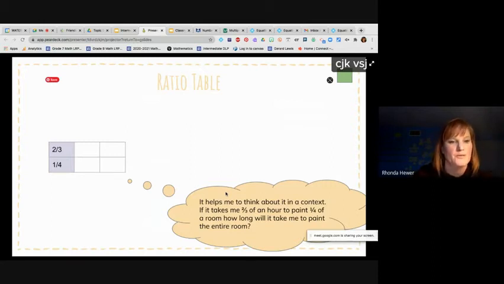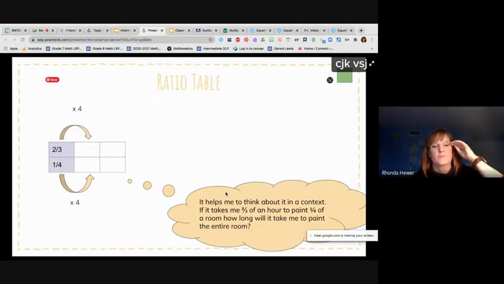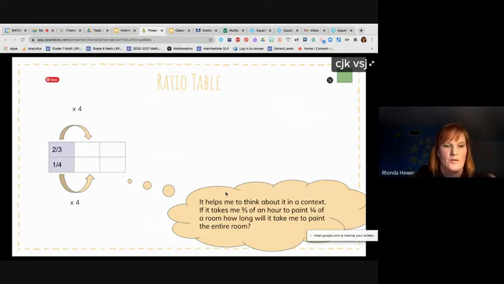On the bottom row of that ratio table, what do I need to do to get 1/4 to 1? I need to multiply by 4. When I do that, I need to multiply the top by 4. I didn't write the numbers in here because I wasn't thinking I was going to use Pear Deck, so I'll write them in with you now. That ends up being 8/3 on the top and 1 on the bottom. So now I know it's 8/3 of an hour for one full room.